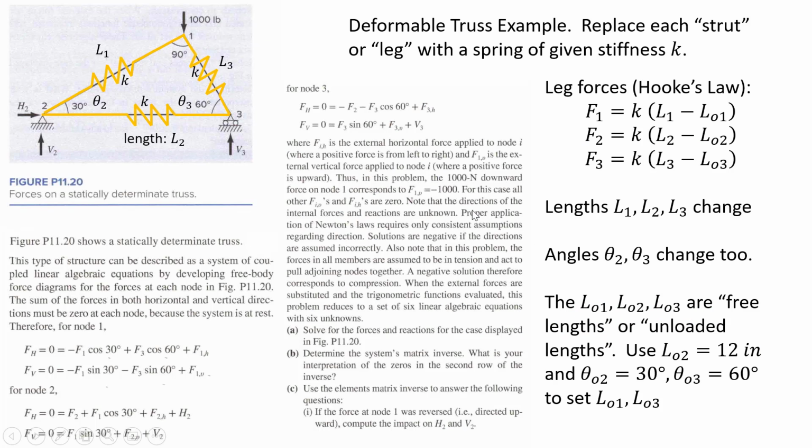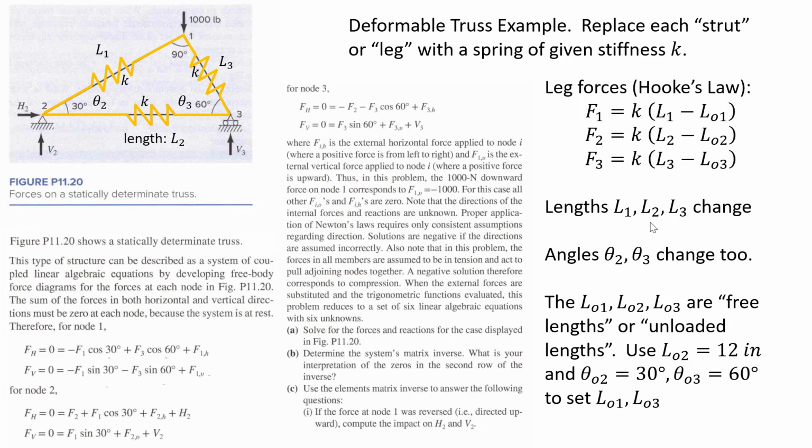Let's make it deformable. So we're going to replace each strut or leg with a spring. We're going to assign a stiffness. It's the same stiffness throughout for each leg. And we're going to use Hooke's law and say that the force in each leg, like force in leg 1, F1, is going to be equal to K times the difference L1 minus L01. And similarly for strut 2 and strut 3.